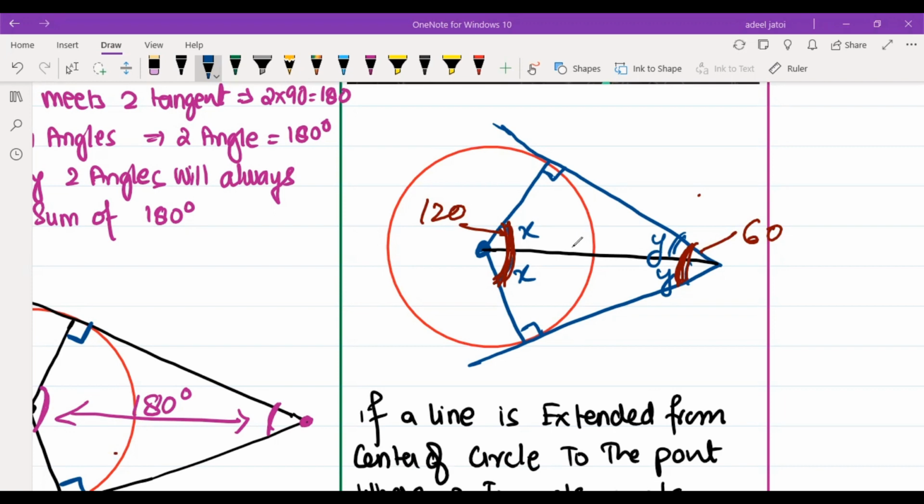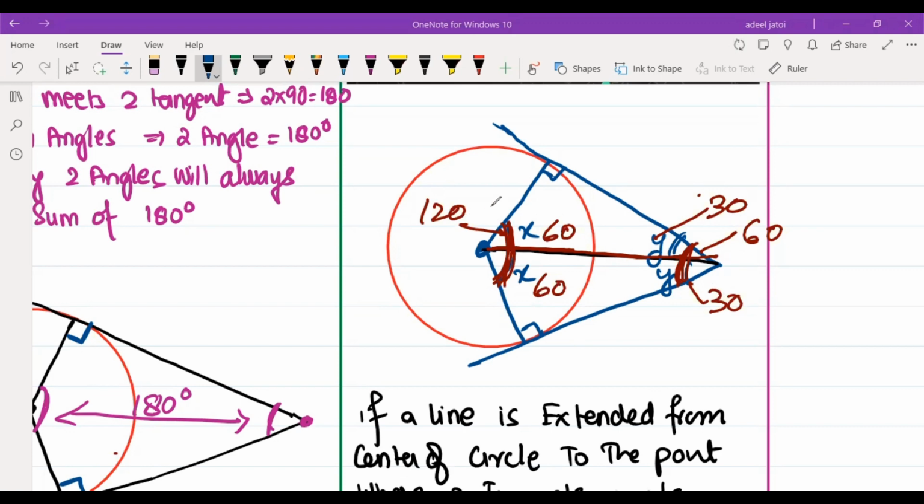So if this is 120 and 60, I extended the line. This line is now extended. So if this entire angle is 120, then this should be 60 and this should also be 60. That means this should be 30 and this angle should also be what? 30. So that particularly means that you will always be dividing the angle into two equal angles. 120 is divided into two equal parts. 60 is divided into two equal parts. That is known as your 30-30.